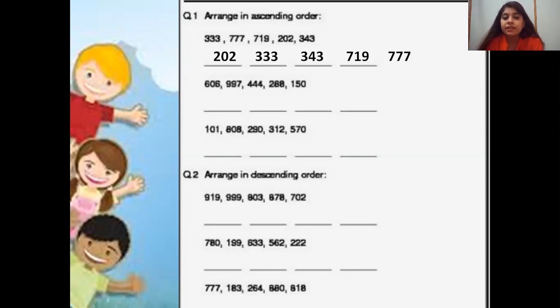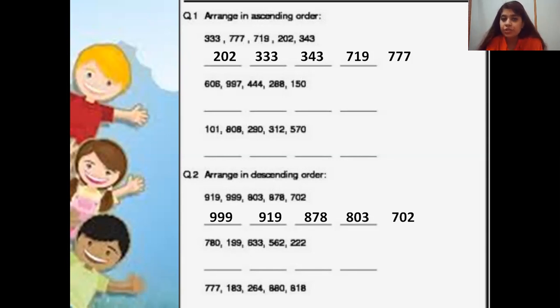It is 999. What comes before 999? It is 919. Now, what comes before 919? It is 878. And what comes before 878? 803. And which is the smallest number among these five numbers? It is 702. That's really very good.